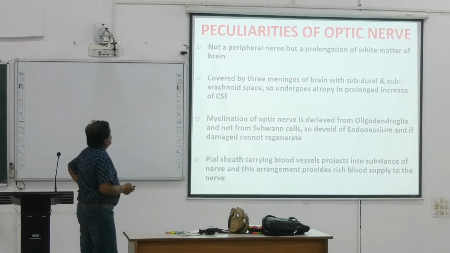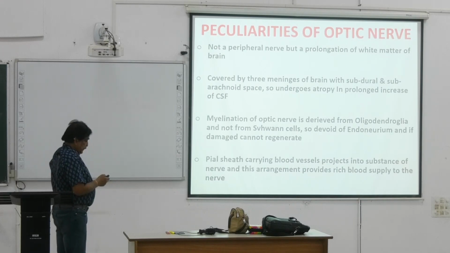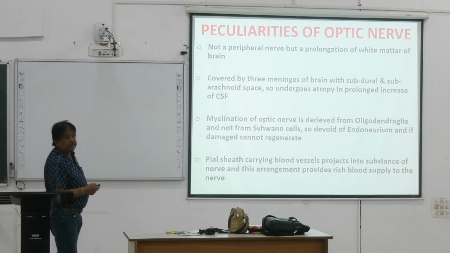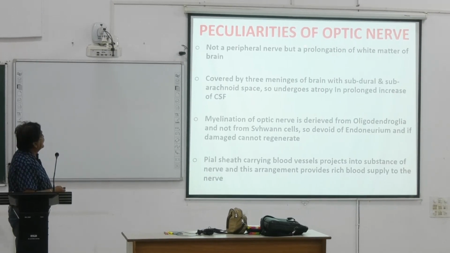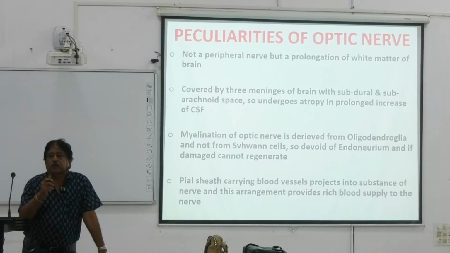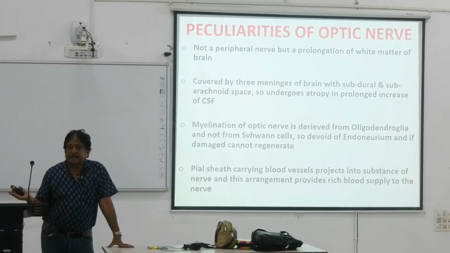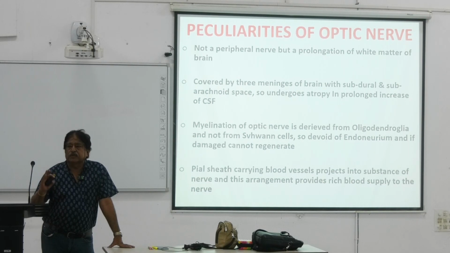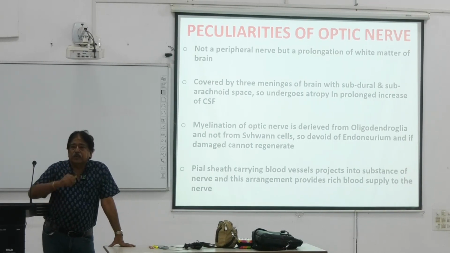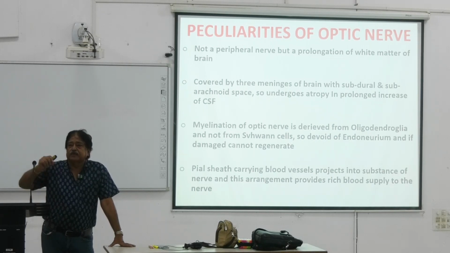Peculiarities of the optic nerve: it is not a peripheral nerve but a prolongation of the white matter of the brain. This is important. It can be seen on ophthalmoscopic examination. You get a beautiful ophthalmoscope, this Chinese very good ophthalmoscope. When you go to the second year in medicine, you try to examine. Don't just say refer to the ophthalmologist.